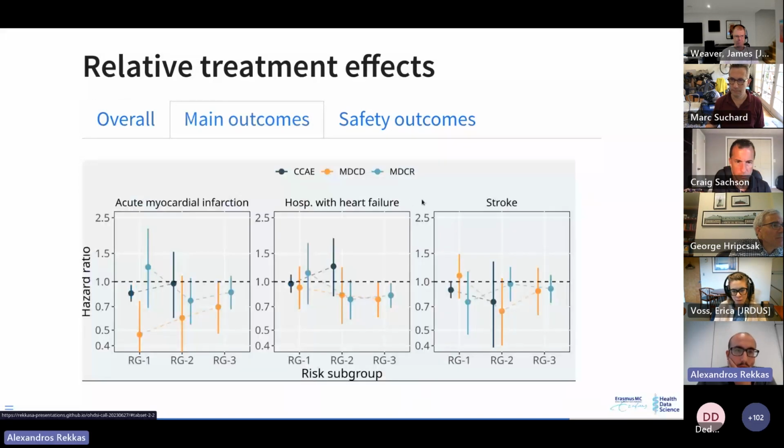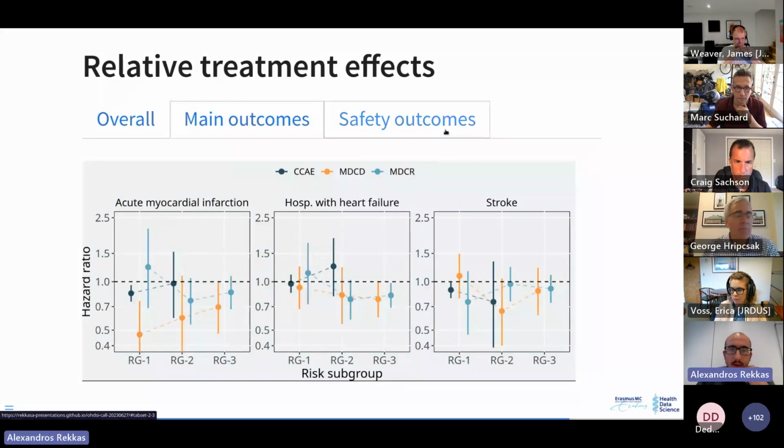So for the main outcomes on the relative scale, we see no specific trends with increasing acute MI risk, except maybe for the acute MI outcome, where on the relative scale the benefits with thiazides become less pronounced as we go higher in acute MI risk, but nothing specific in the rest.